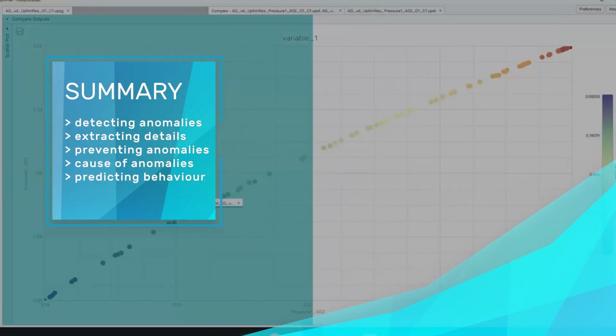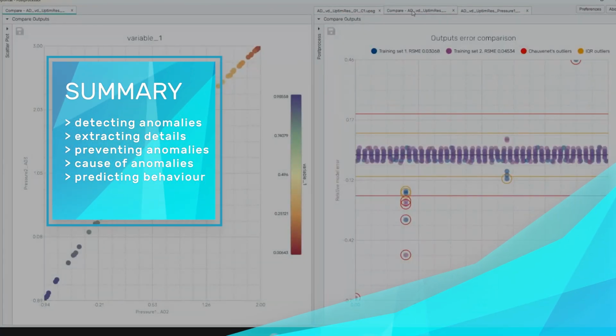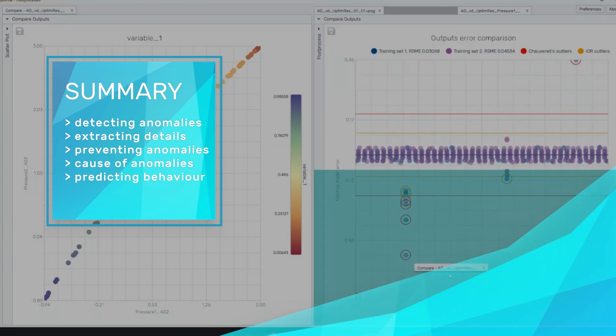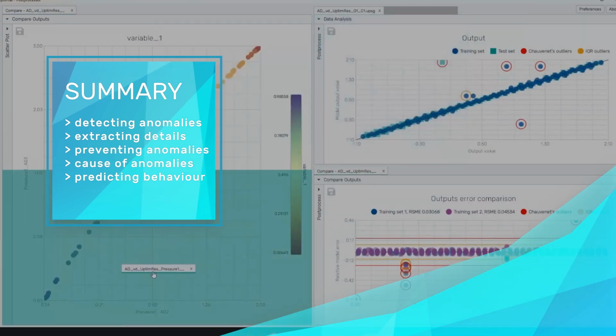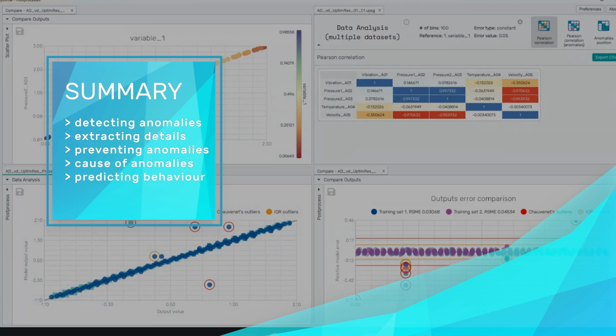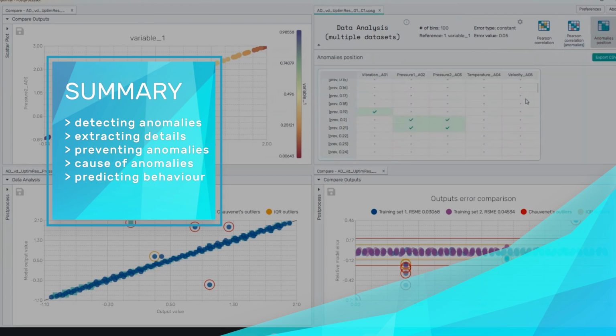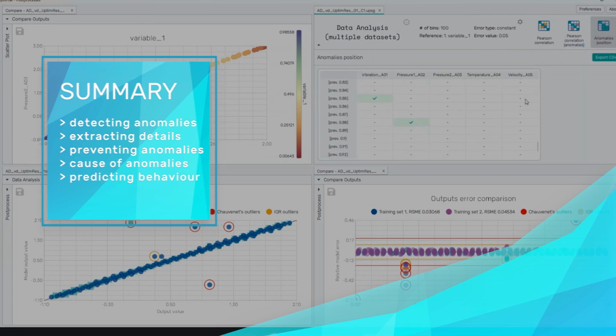So, as a summary, in this video we saw how we can use inbuilt digital twins to detect anomalies, and how to extract all the details to be able to prevent them in the future. With that analysis, we can investigate the causes of our anomalies and get some insights from it to understand why these are happening. Also, thanks to the digital twin, we can predict how the sensors should behave, having a deeper understanding of the problem itself and how it could be improved.